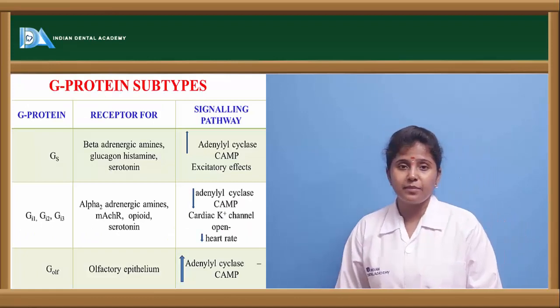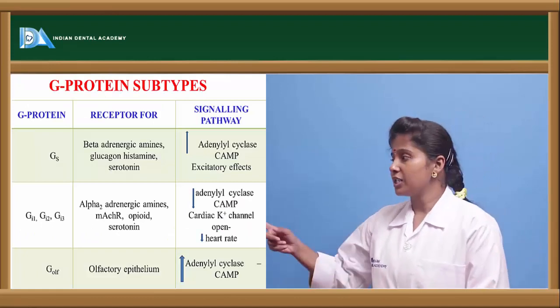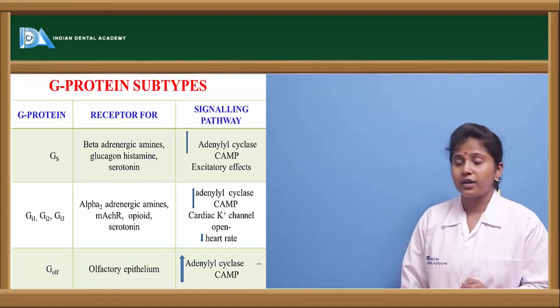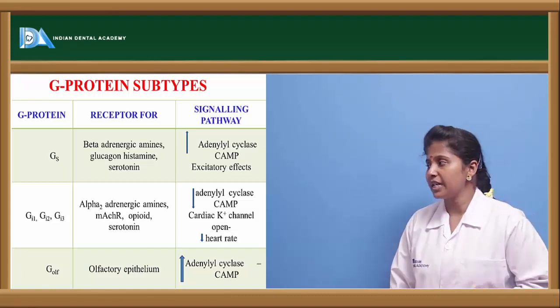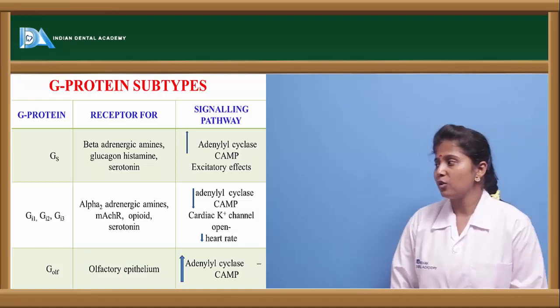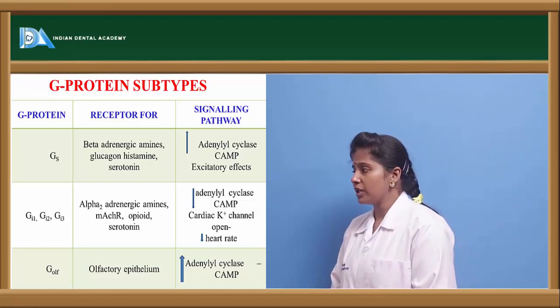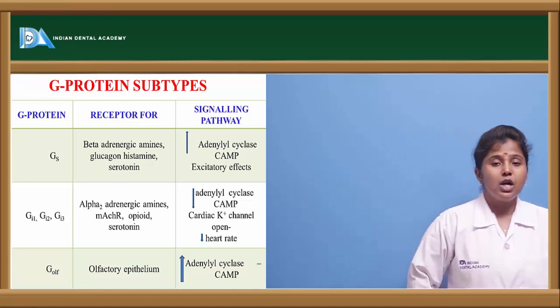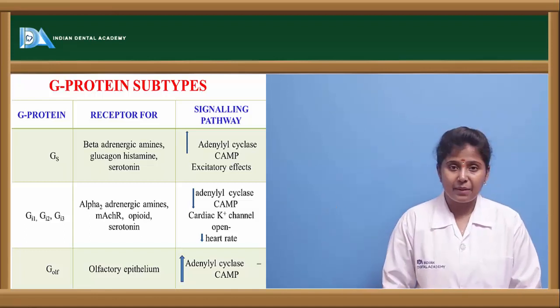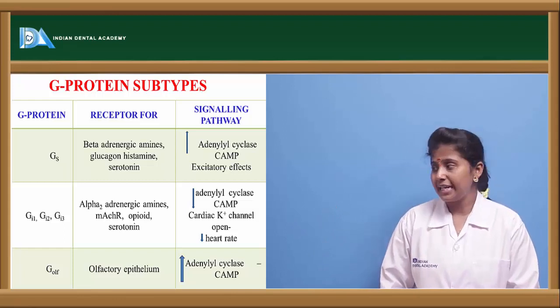If we see the subtypes of G protein receptors, they have various subtypes. The Gs type of GPCR receptors, examples include beta adrenergic amines, glucagon, histamine and serotonin receptors. These receptors undergo the cyclic AMP pathway showing excitatory effects.